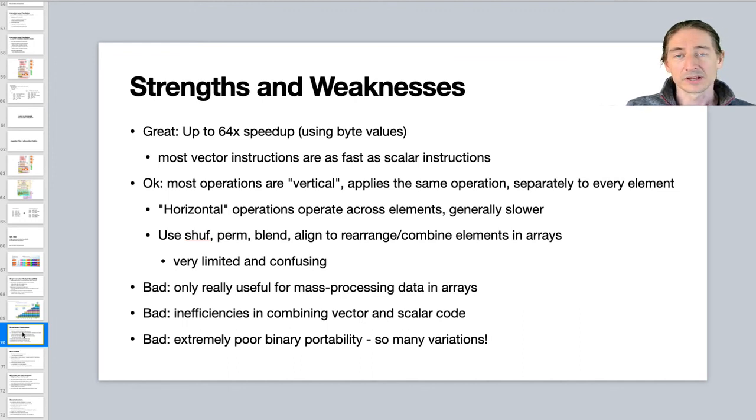And generally speaking, where there are horizontal operations, they tend to be slower, and they're quite limited. There's a number of different operations for shuffling the elements, reordering the elements within a register. Shuff, perm, blend, and align are some. They all do different variations of reordering registers. But it's pretty confusing, and they're rather limited.